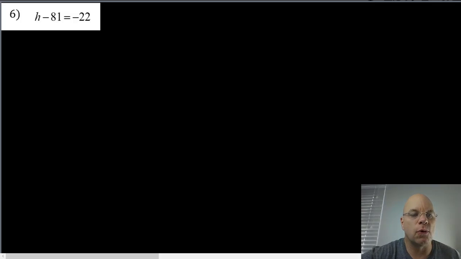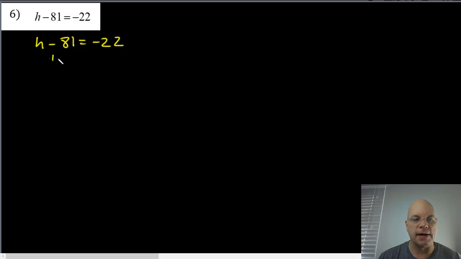H minus 81 equals negative 22. Again, we're going to use an inverse operation. We want to do the inverse of subtracting 81. So what's the inverse of subtracting 81? You add 81. And you have to add 81 to both sides. What property is that? What property did we just use when we added 81 to both sides? That's the property of equality.